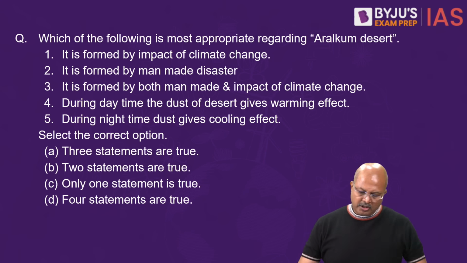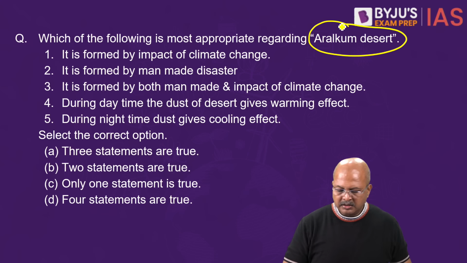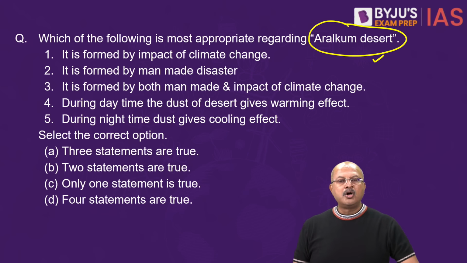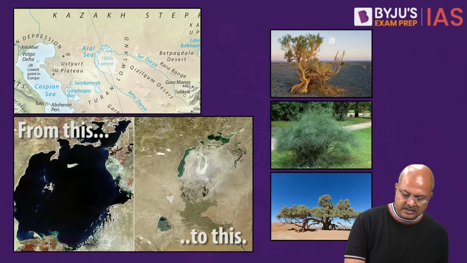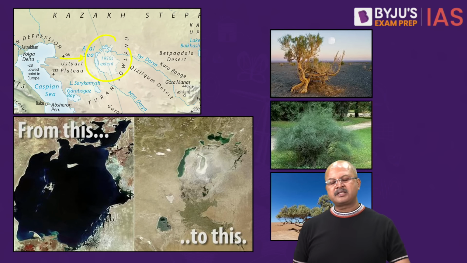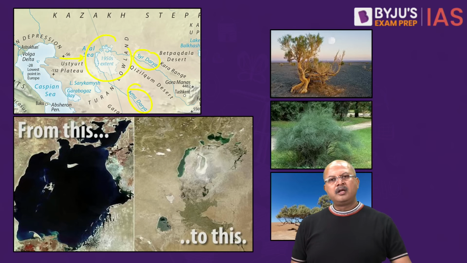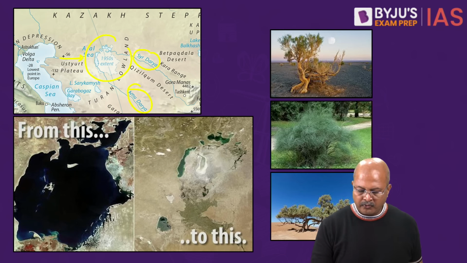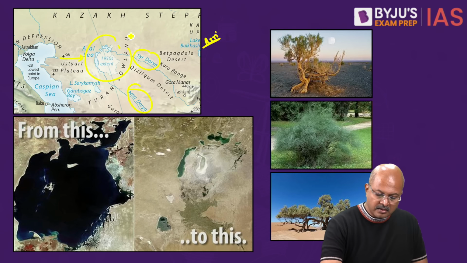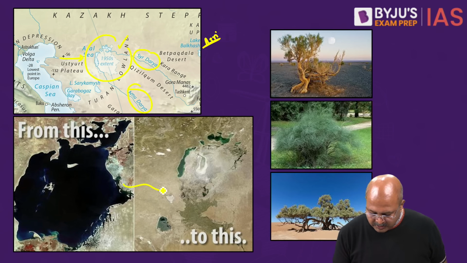Right. Now, which of the following is most appropriate regarding the Aralkum Desert? Now, Aralkum Desert, the moment we read, it is associated with the 4th largest water body called the Aral Sea. And Aral Sea is located in the east of the Caspian Sea. And this Aral Sea was fed by 2 rivers, Syr Darya and Amu Darya. Now, these rivers were diverted for irrigation, agriculture, and hence the water which entered the Aral Sea decreased and that converted into a desert.